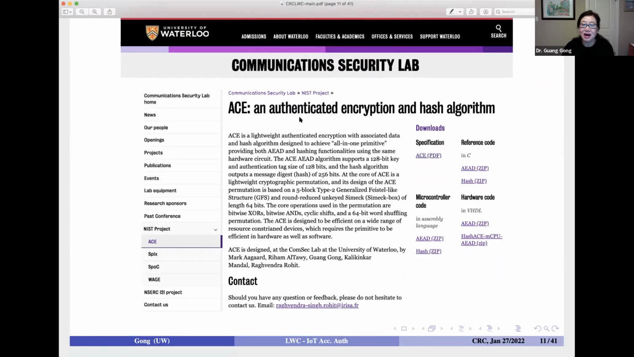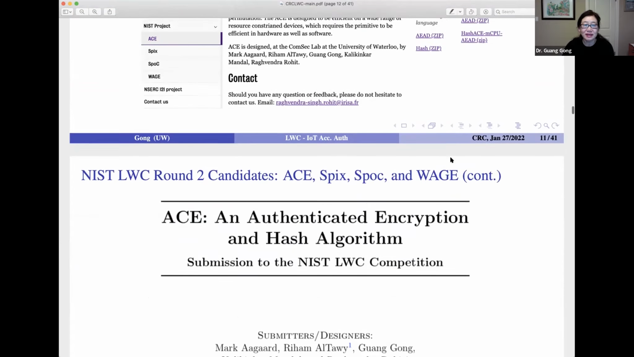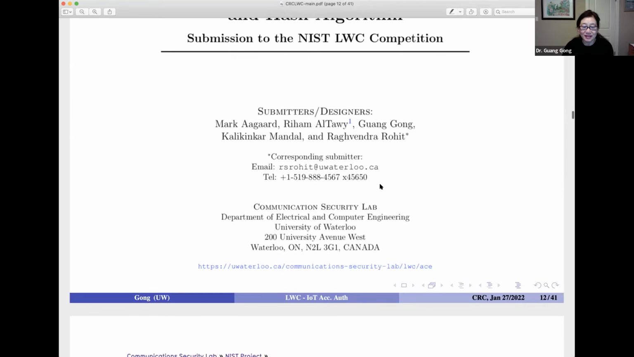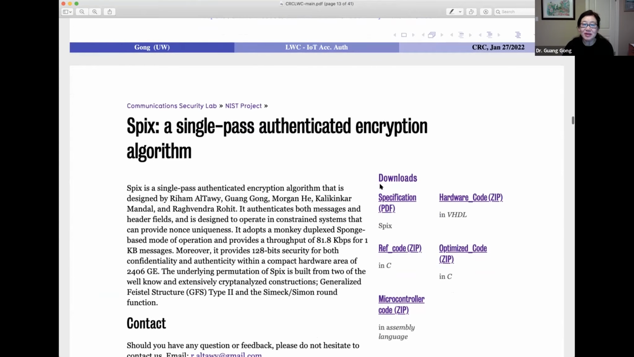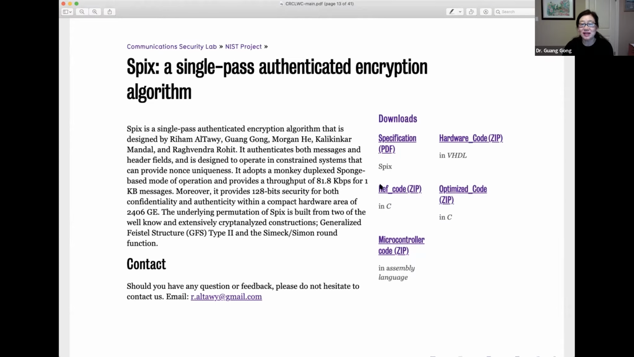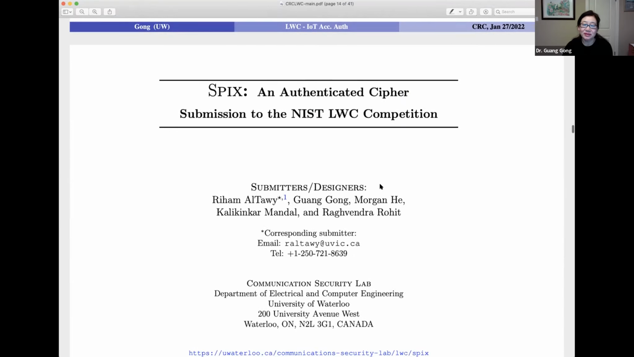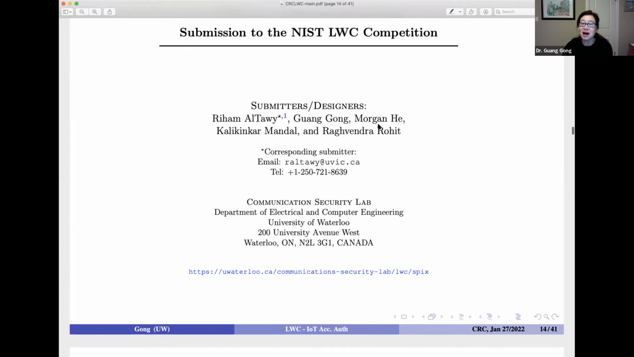So ACE is both an authenticated encryption and a hash algorithm. It has 128-bit security, and the submitters are Professor Mark Egger from the hardware area, and the others; you see Raghav is the main player here for crypto analysis and design. Then the second is Spix. Spix is only authenticated encryption, but of course you can use it as a hash. However, if you use it as a hash, the security is below 128-bit, only 112-bit security. The submitters are a similar group, alphabetically ordered.